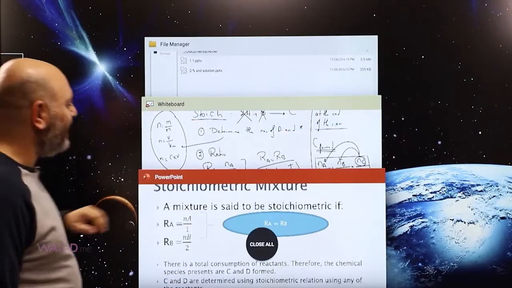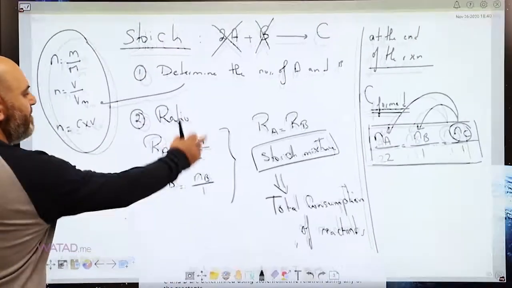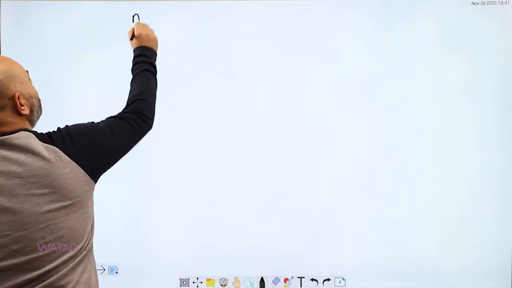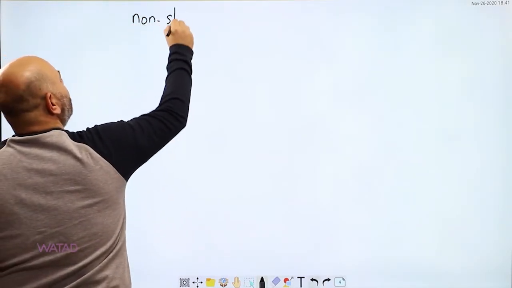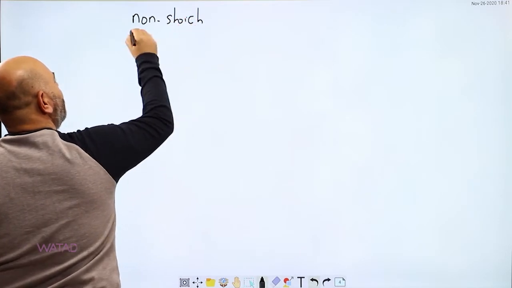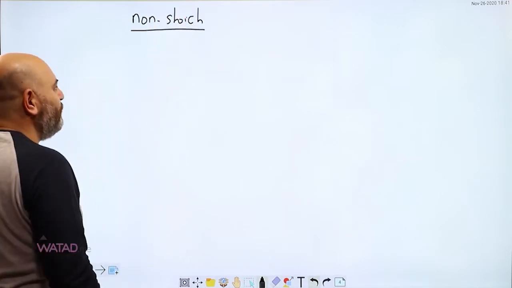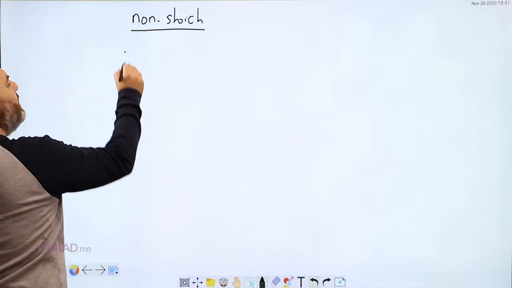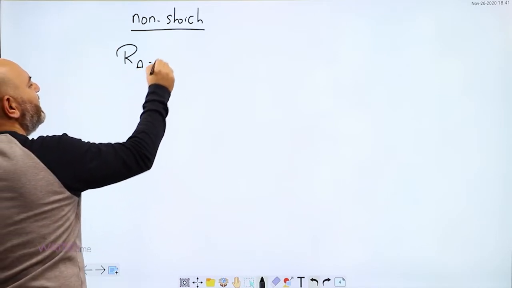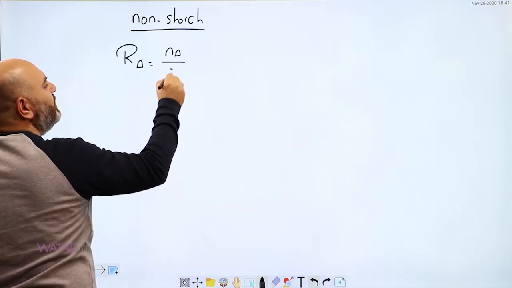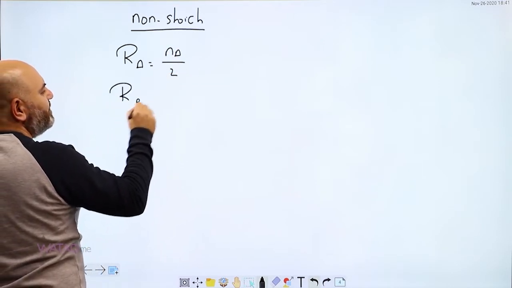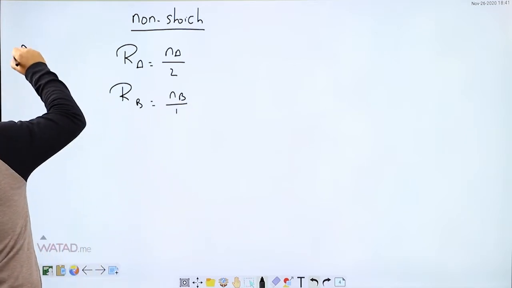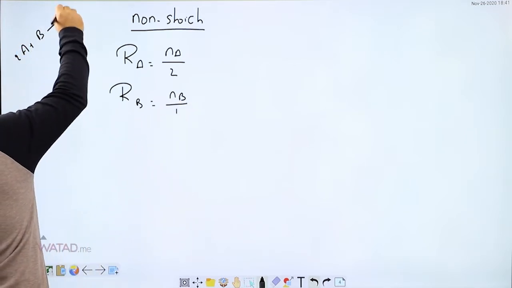Let me move to the second type of mixtures. The second type of mixture is non-stoichiometric. Here, please pay attention, and usually this is what we are going to have in almost all the problems. Similarly, we will determine the ratio of A, which is N of A over 2. Ratio of B is N of B over 1. Similarly, 2A plus B gives C, and the same equation.